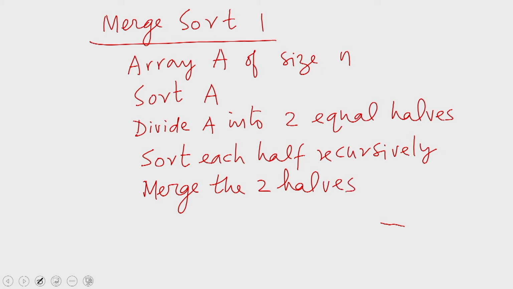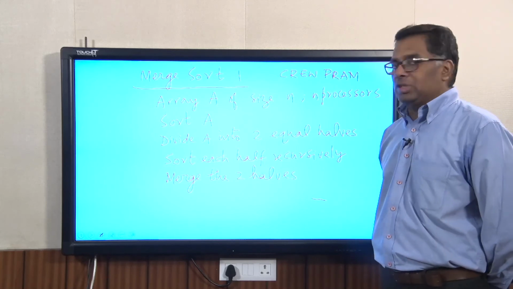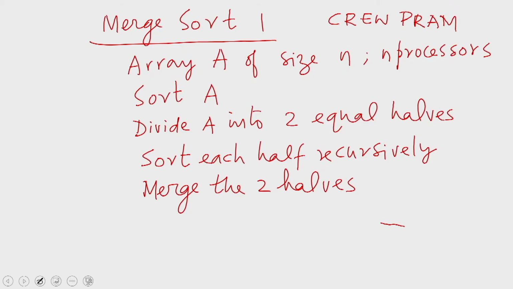So, let us assume that we have n processors, and that our model is a CR-EWP-RAM. When we divide A into two equal halves, we will apportion the processors accordingly. Half the processors will go to one problem instance and half the processors will go to the other problem instance. Then we will have two recursive invocations, each with an array of size n by 2 and n by 2 processors, which is identical to the main invocation where we had n elements and n processors. The processor advantage is 1 in the recursive call as well. So, after solving the recursive instances, these two instances will be solved simultaneously, and then the two solutions will be combined by invoking the merge algorithm that we have just seen.